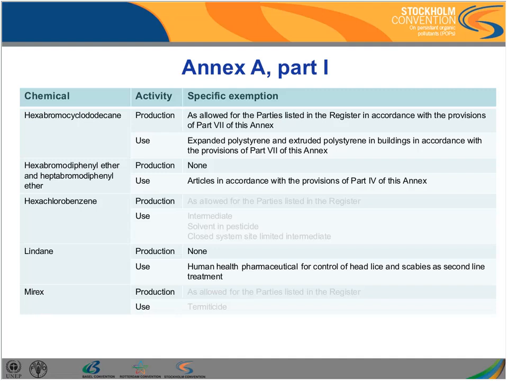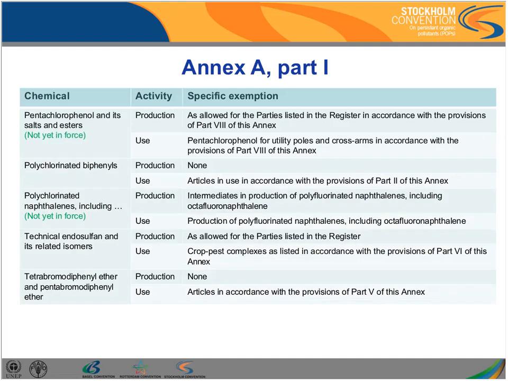We have specific exemptions for hexabromodiphenyl ether and heptabromodiphenyl ether, lindane, pentachlorophenol and its salts and esters, polychlorinated biphenyls, polychlorinated naphthalenes, technical endosulfan and its related isomers, tetra-BDE and penta-BDE. The two new chemicals, pentachlorophenol and its salts and esters and polychlorinated naphthalenes, were adopted at COP7, and those have not been in effect for any parties as yet.